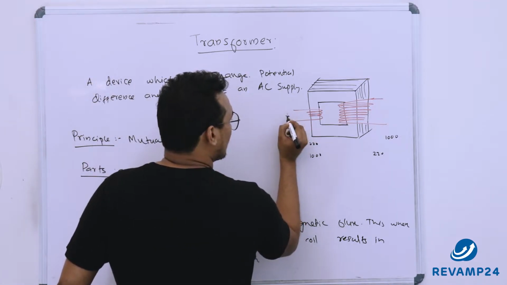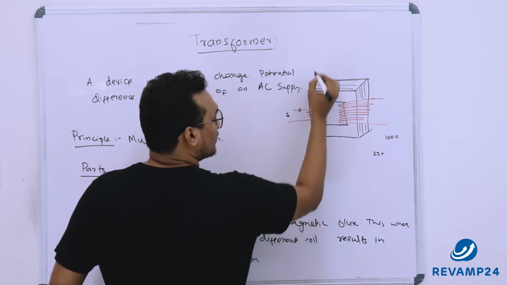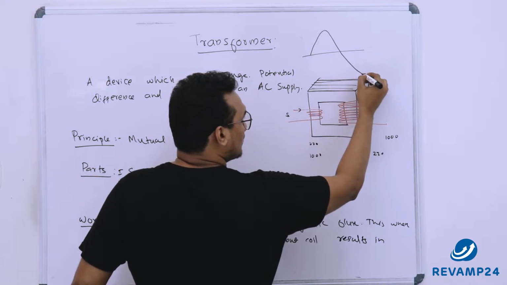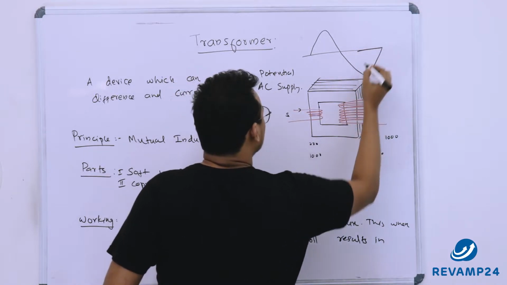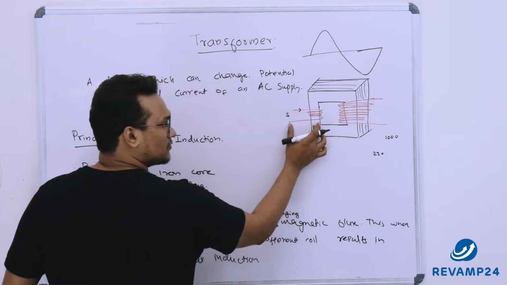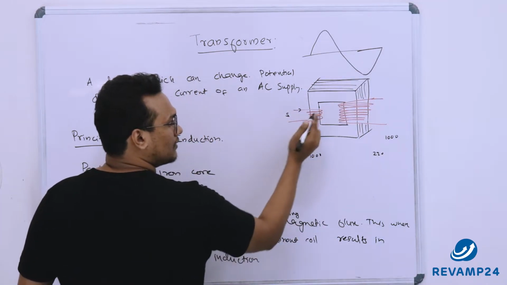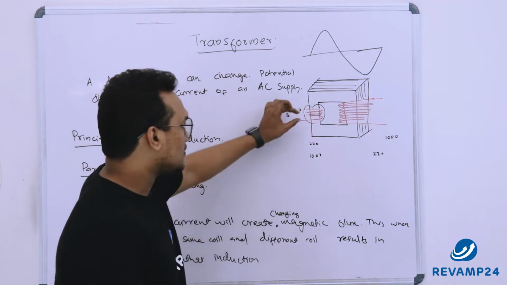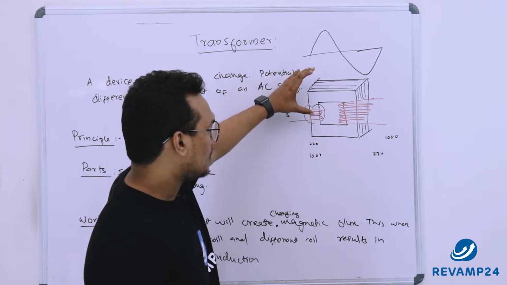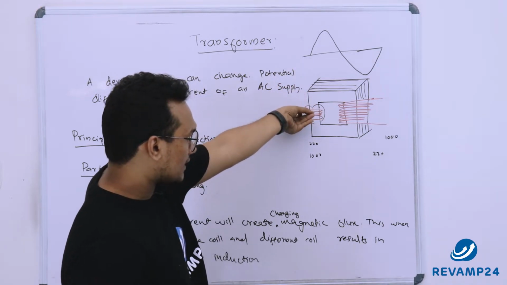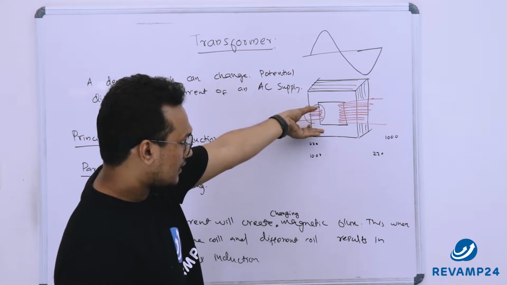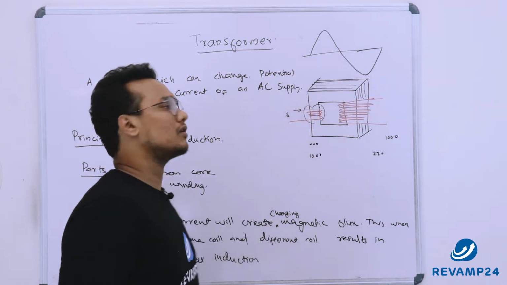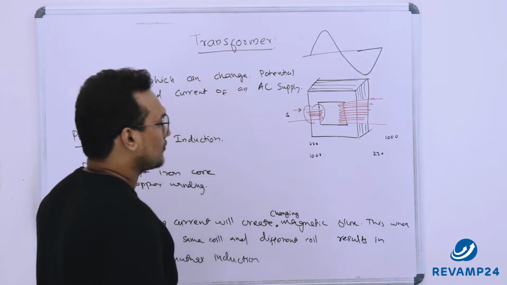AC current means the current increases from 0 to a maximum value, then decreases to 0, increases in the opposite direction and decreases to 0. So this is an alternating current. When this is applied on a coil, what will happen? A magnetic field will be created around this coil. That field starts from 0 and increases to a maximum value, then decreases to 0. Then the magnetic field becomes opposite in direction, increases to a maximum value and decreases to 0. According to the current, the value will also increase and decrease for the magnetic field.